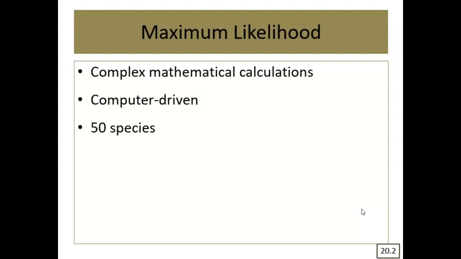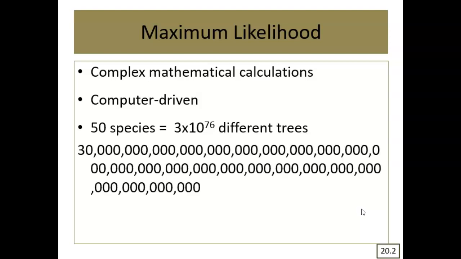Well, as you start drawing them, pretty quickly you're going to realize that there are lots and lots and lots of ways that 50 species could be related to each other. Species 1 could be a sister taxon to species 2, or it could be a sister taxon to species 3, or 4, or 5, or 6, or 7, or 8, or 9, or 10. You see what I'm saying here? In fact, if we have 50 species, there are 3 times 10 to the 76 different trees that could be drawn from that. I just want to make this clear. That's a lot.